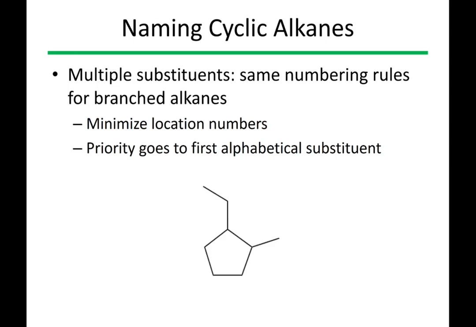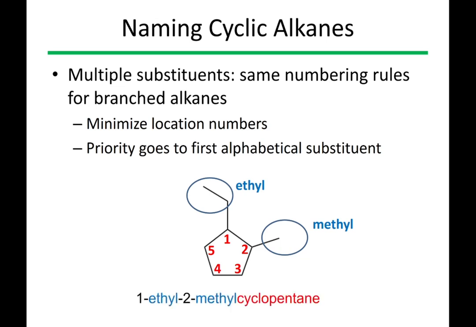So in this case, we have an ethyl group and a methyl group. We're going to prioritize the ethyl since it comes first alphabetically. So this would be 1-ethyl, 2-methyl. And for the parent, that is 5 carbons. So the full name is 1-ethyl-2-methylcyclopentane.